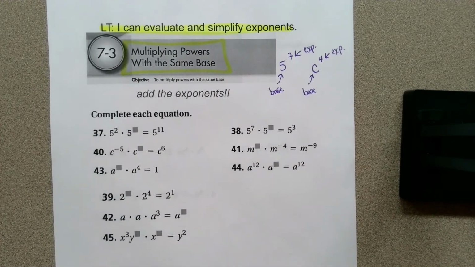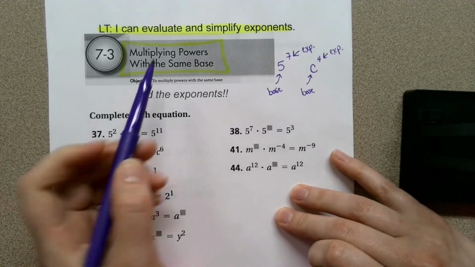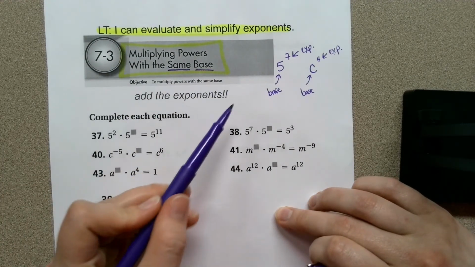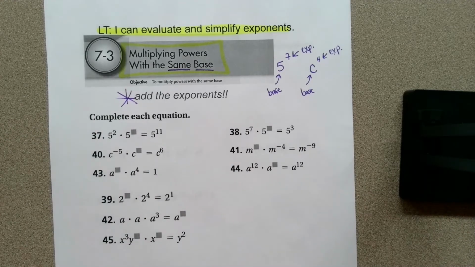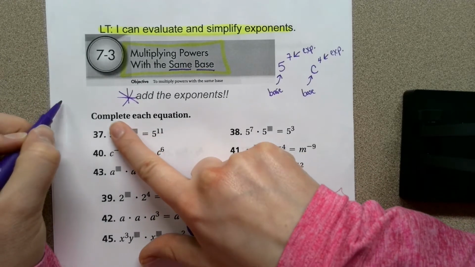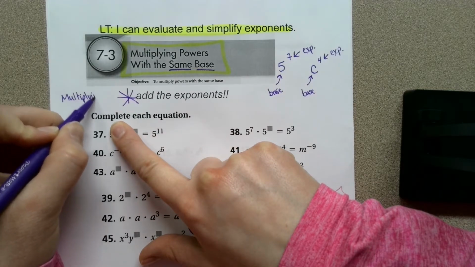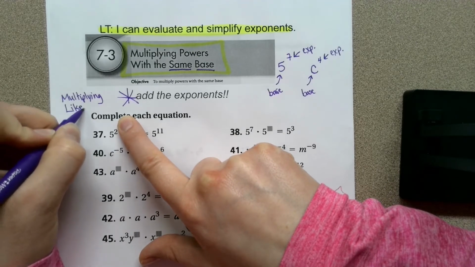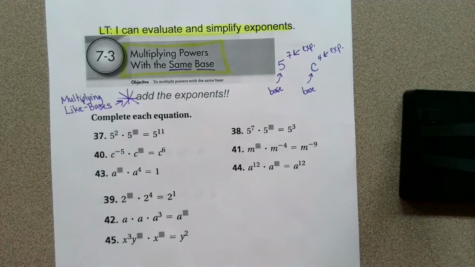So what we're working on today is multiplying those powers, and when they have the same base, we're going to figure out that we add those exponents. So that'll be a rule that you'll want to write down. When multiplying like bases or same bases, we add the exponents.